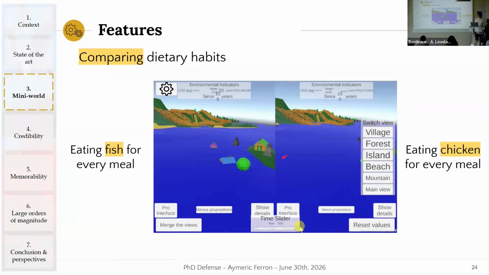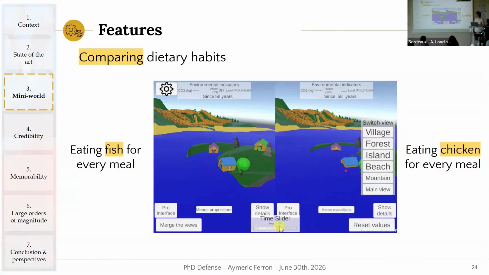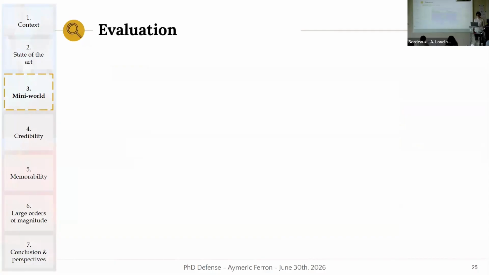So here, for example, I put eating fish for every meal on the left, and eating chicken for every meal on the right. And you can see here that on the right, sea level is rising a bit faster, so it suggests that chicken emits more greenhouse gas than fish.